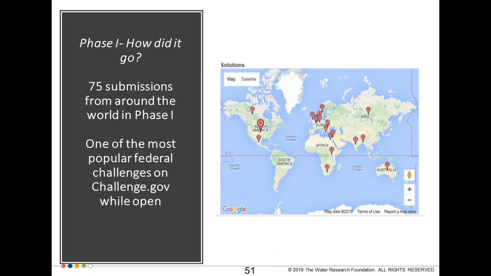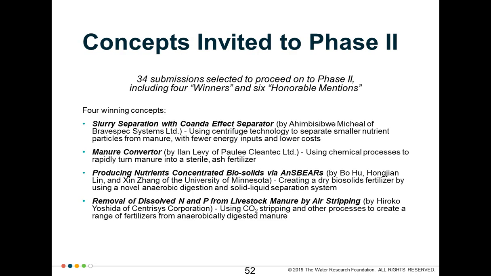So as I mentioned, we got 75 submissions in, and we were one of the more popular federal challenges on challenge.gov, which is the platform for innovation challenges in the federal family. And you can kind of see some pinpoints on the map here where our various concepts came from, so a good representation from around the globe.